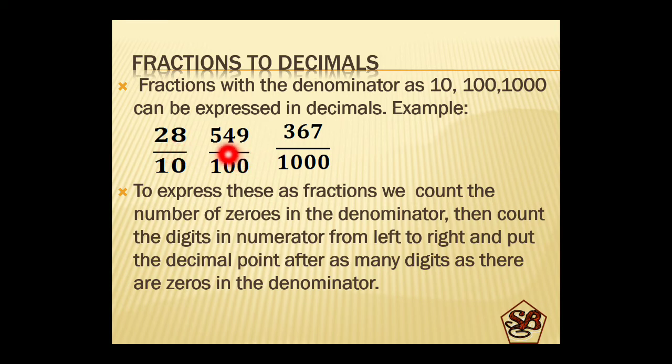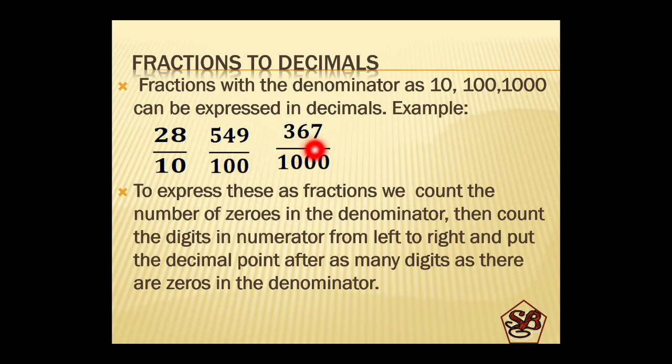Coming to the next one, 549 by 100. Now 100 has 2 zeros in it. So counting from ones place, 1 and 2, we put a decimal point here between 5 and 4. So the number will become 5.49.